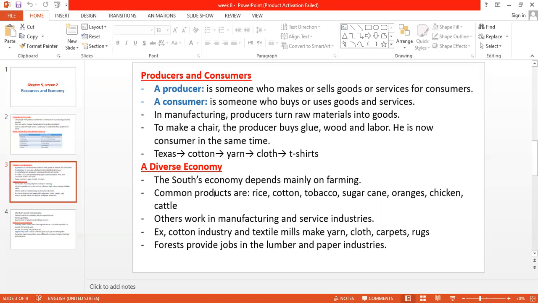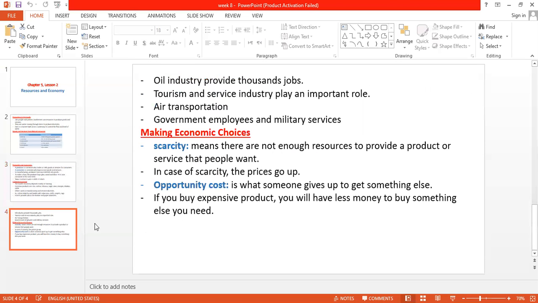So some people who live in the South work in farming. Some people work in the clothes industry, or cotton industry. Some people work in the forest industry or paper industry. Okay. Also, they have an oil industry, because sometimes they fish sharks and many kinds of fish that provide them with oil, and the oil industry provides the Southerners with many jobs.